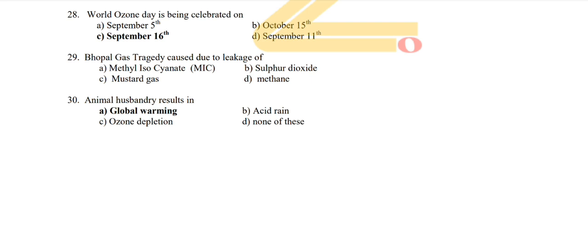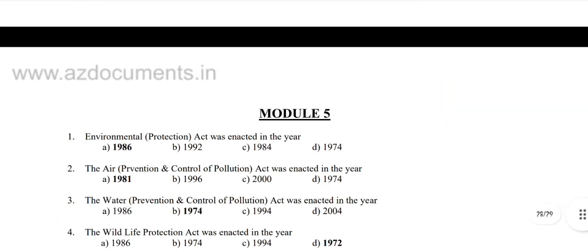The Bhopal gas tragedy occurred due to leakage of... so option B, sulfuric acid. Animal husbandry results in global warming. So, fifth model.